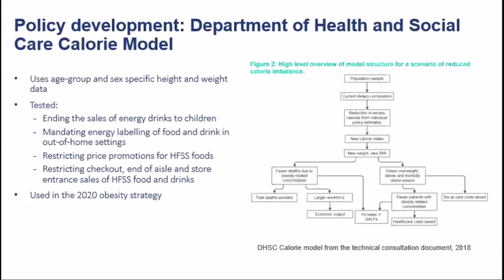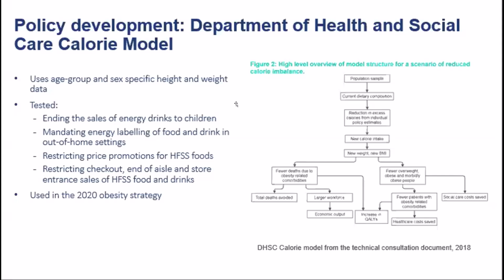Okay, so the next example is about policy development. And here I'm using the example of the Department of Health and Social Care calorie model, which I've got a picture of on the right. And this was a model that was used to test various different policies to try and look at the outcomes of those. So those policies were ending the sales of energy drinks to children, mandating energy labelling of food and drink in out-of-home settings, restricting price promotions for high fat, salt and sugar foods, and restricting checkout, end of aisle and store entrance sales of those foods.